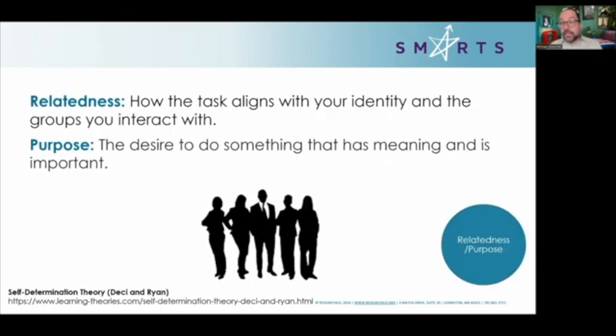And last one is that double whammy. So relatedness is how the task aligns with your identity, and identity is always linked to groups. How does a task align with your identities? And purpose is, does this help you accomplish something that matters to you, which is actually very relevant to the one we just did, the proximity part of the means ends model.